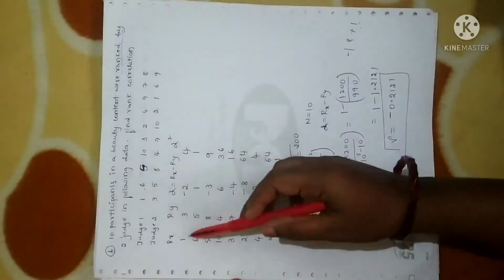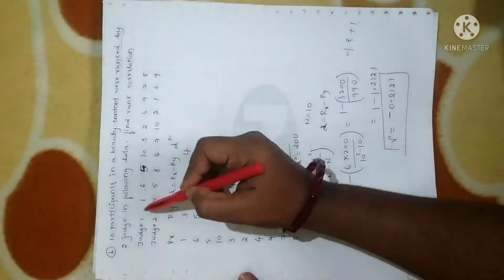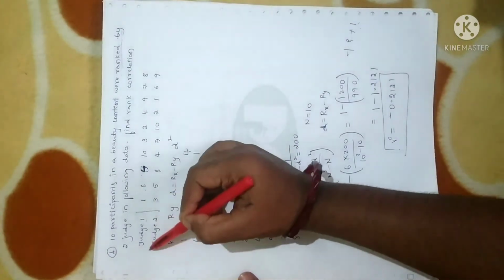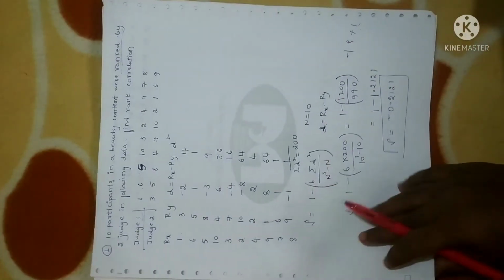Fine. So here also ranks are given. So I have taken this as Rx and this as Ry. While writing, most of the students also write x and y here, so it is not the case. You have to write properly. Fine.